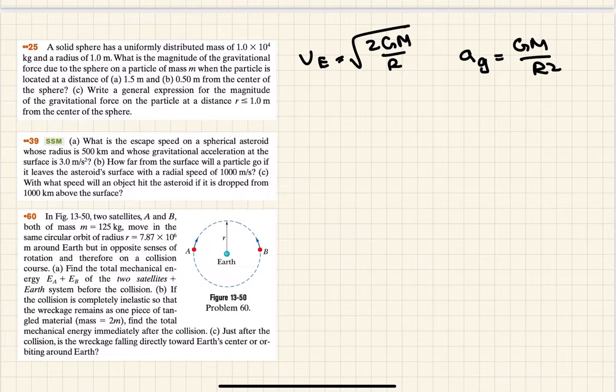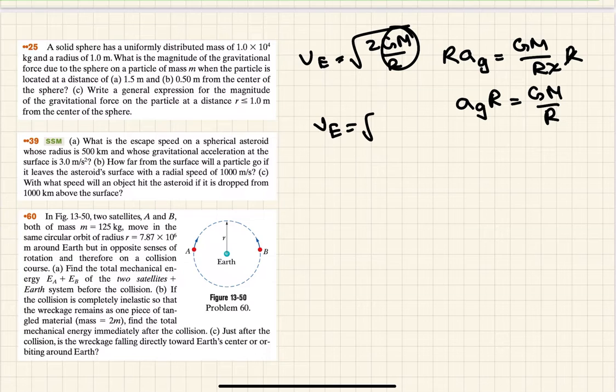And so if you were to plug it in, you can multiply both sides by the radius, and you're just going to get acceleration due to gravity times radius is equal to GM over r. Well, look at that coincidence, GM over r here. So escape velocity is going to be equal to the square root of 2 times acceleration due to gravity times the radius. All right, nice.